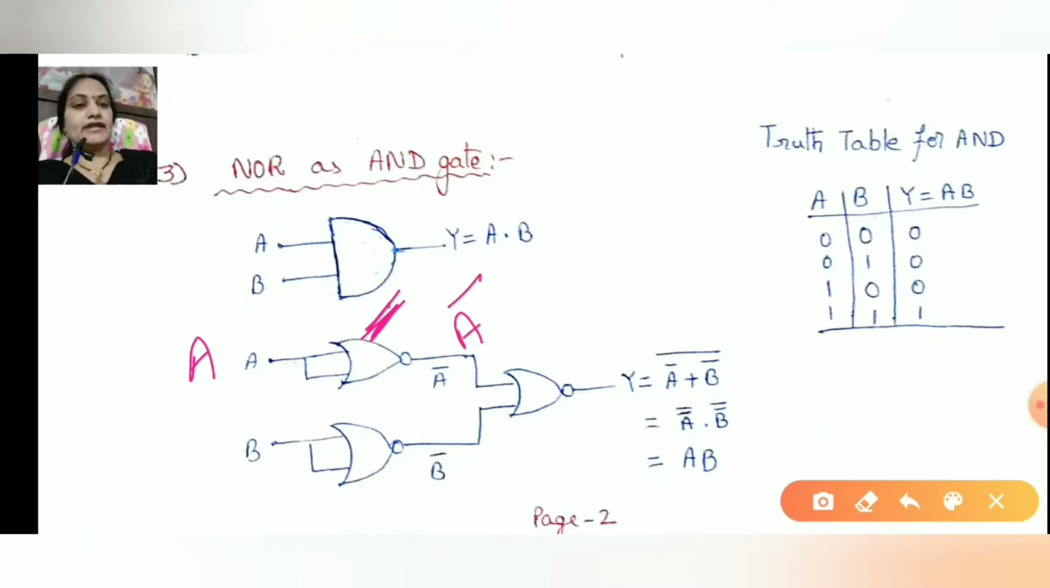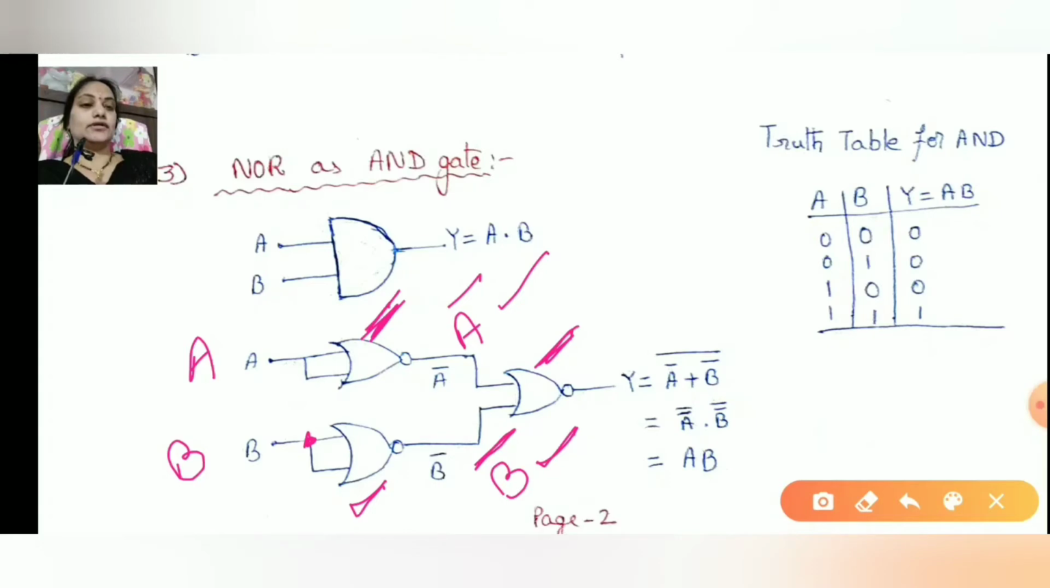And in this way, for gate 2, the two inputs are connected with each other. That means this gate also acts like an inverter. Here B is the input, so we will get B complement as the output. These are the two inputs again given to this third NOR gate.